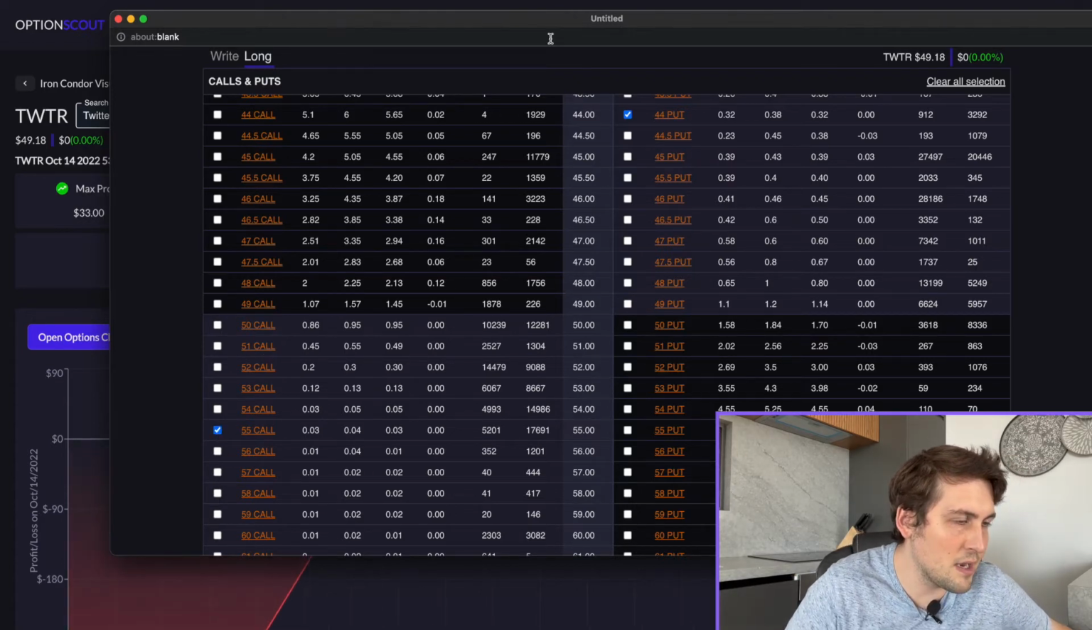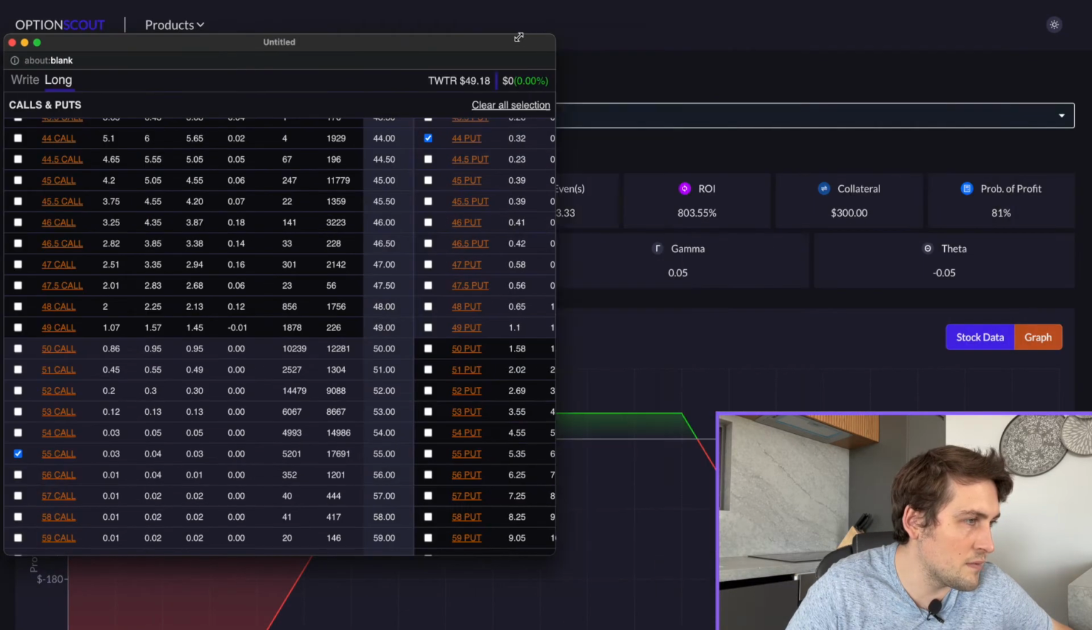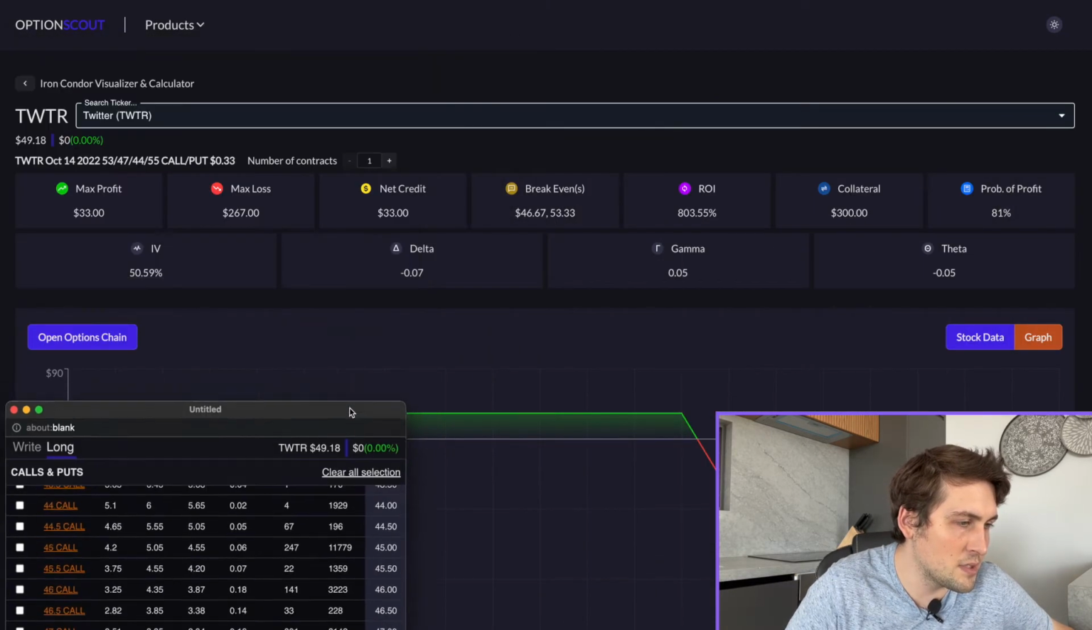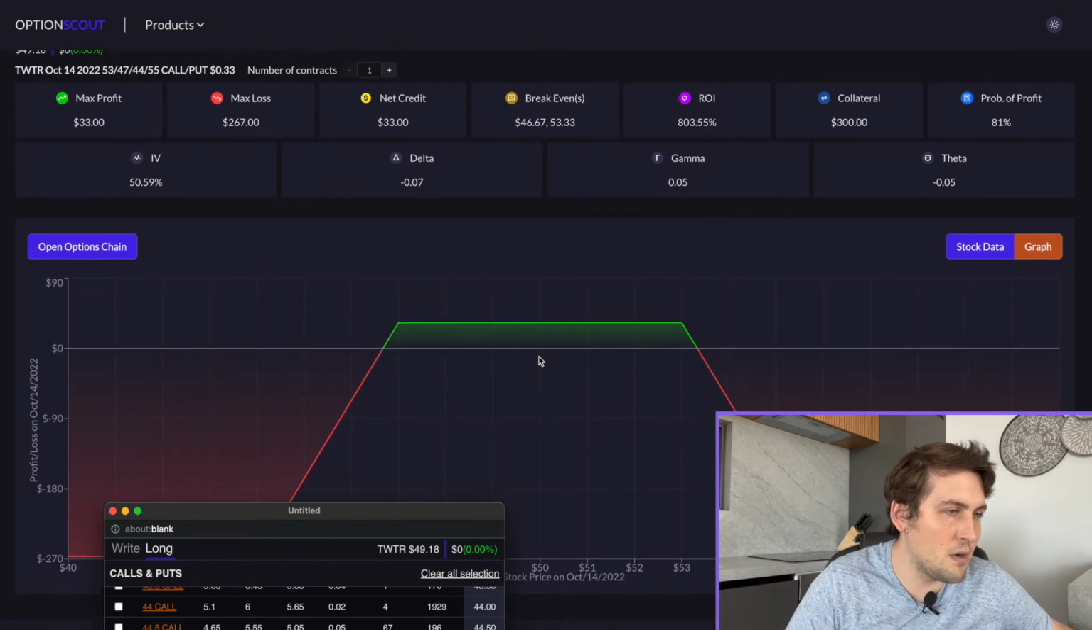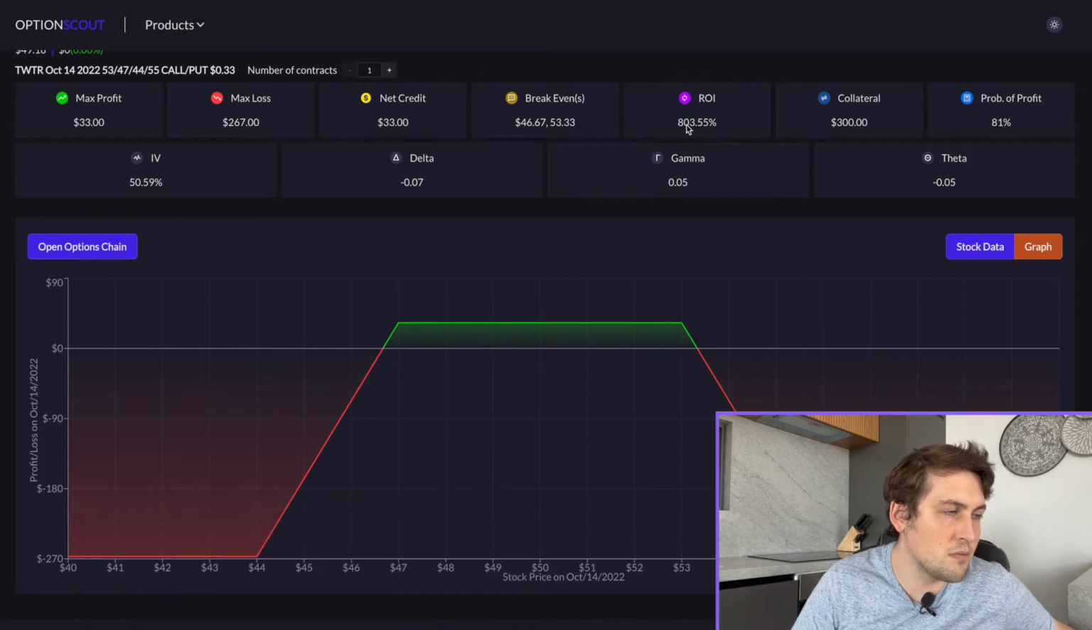Okay, so let's minimize this options chain real quick, so we can go back to it later, but let's just put it down below here. Okay, so here's what you're looking at, right? Again, net credit 33, so it looks like we chose some different things. But look at this ROI. This is really, really high, right?